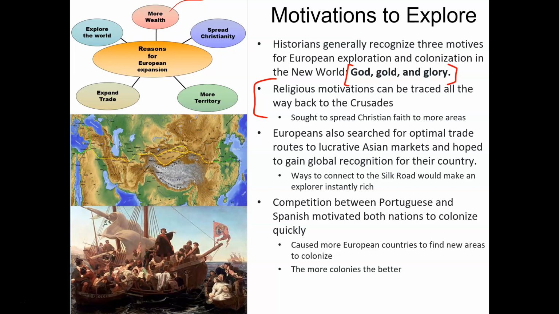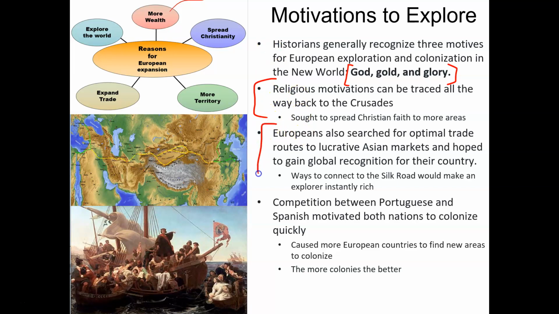So, for example, one of the major European nations that wanted to spread Christianity was the Spanish, okay? Now, the Spanish were pursuing what they called the Reconquista, which is a reconquering for the Christian faith. So they thought that if they could expand their territory even more and spread Christianity by conquering, then they would be doing God's work, right?